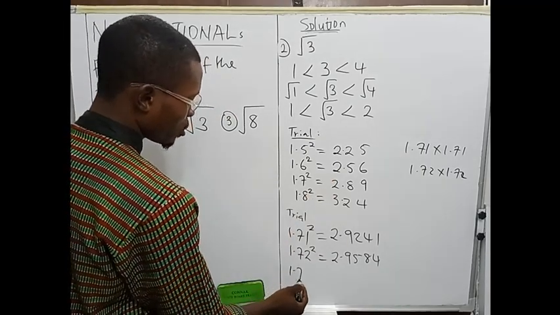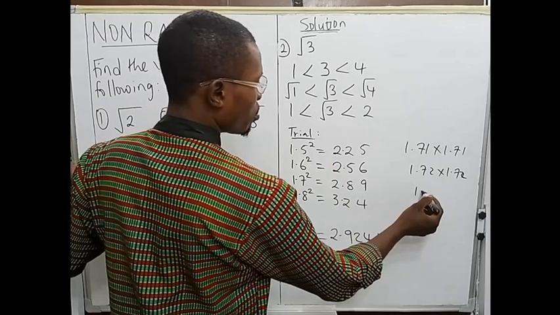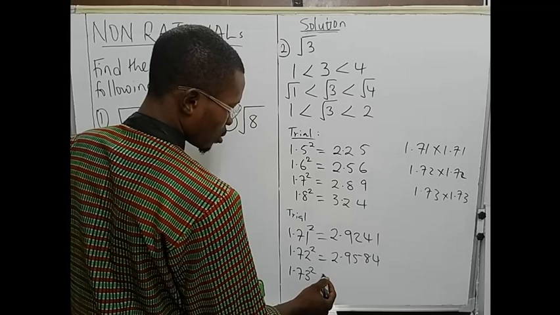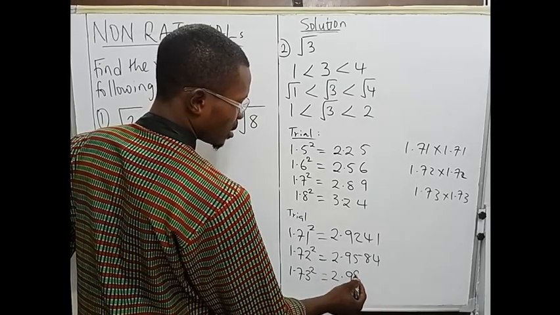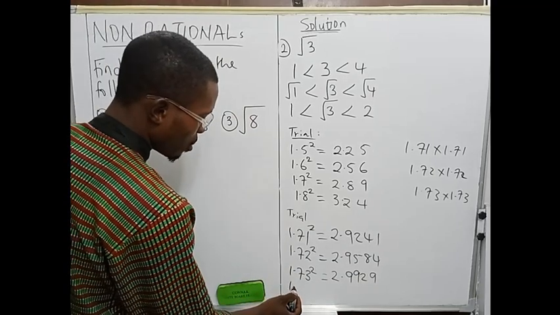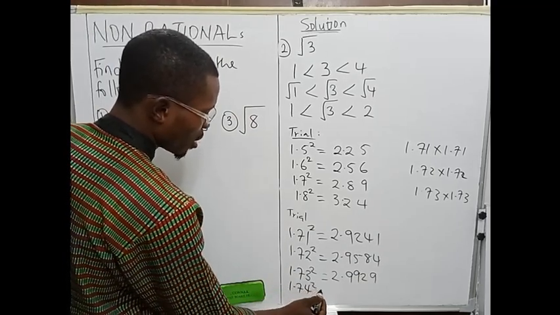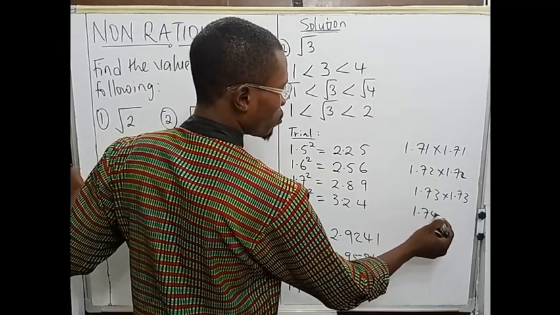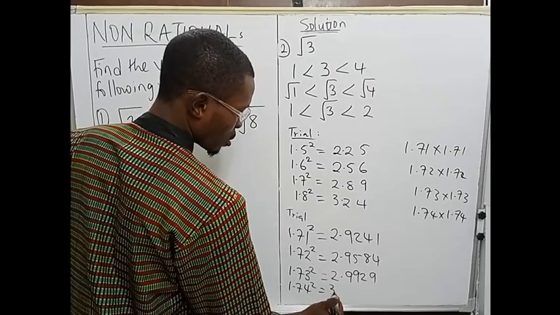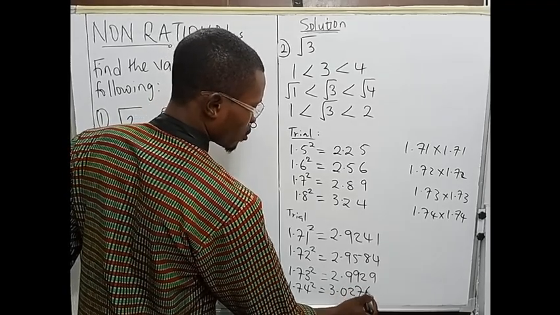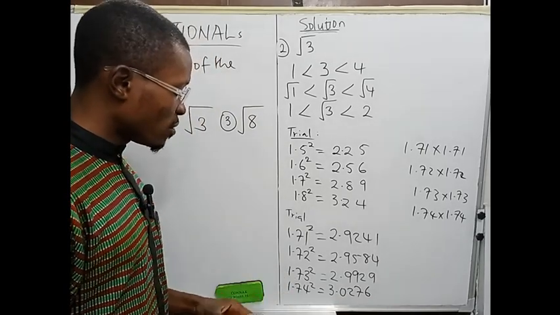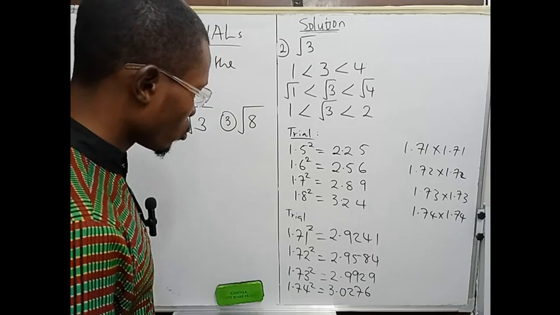Let's try 1.73 squared. That's 1.73 times 1.73. This will give us 2.9929. Very close. Let's take the next one, 1.74 squared. This is 1.74 times 1.74. This will give us 3.0276. So if you observe, our target is just to get the first 2 significant figures, right? That's why we're going through this.